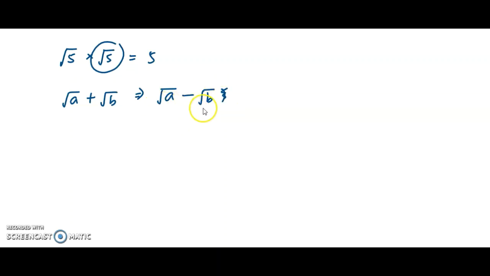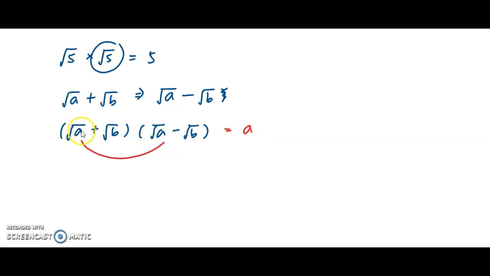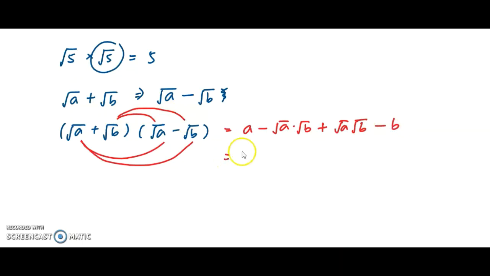So let's see what's so important and what happens if we take surd A plus surd B multiplied by its conjugate. Surd A multiplied by surd A, we get A. Surd A multiplied by negative surd B, you get negative surd A surd B. Surd B multiplied by surd A, again you get positive surd A surd B. And surd B multiplied by negative surd B, you get negative B. So you can see that the term in the middle, which contains the surd, has already disappeared.